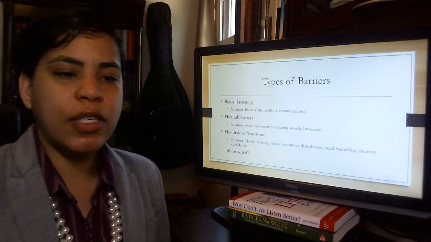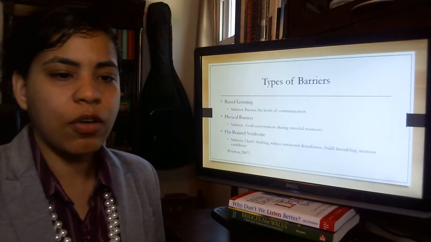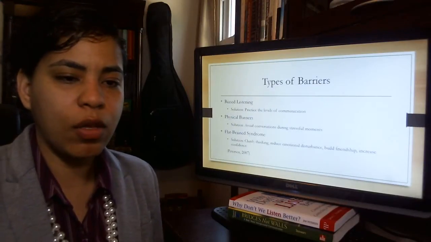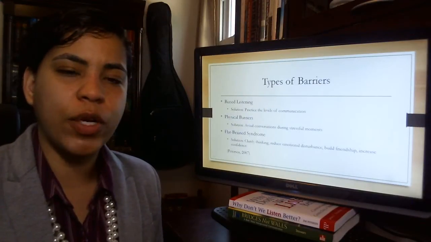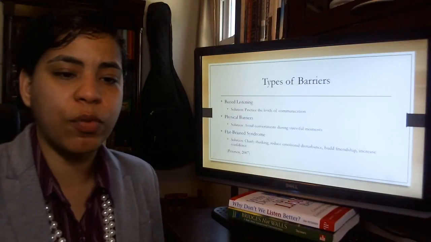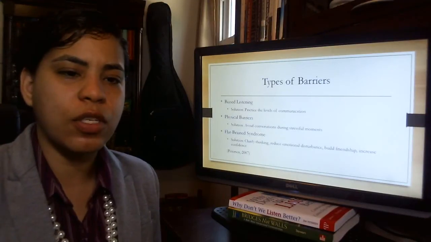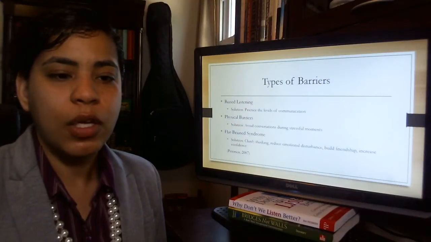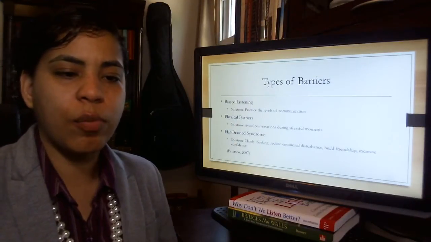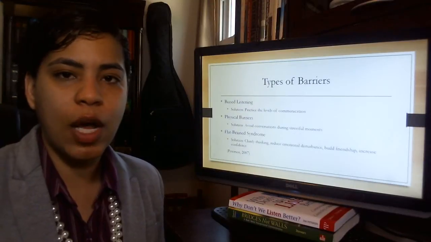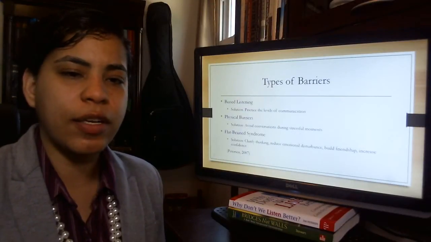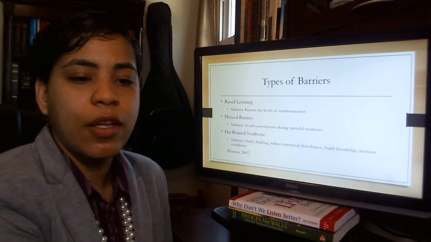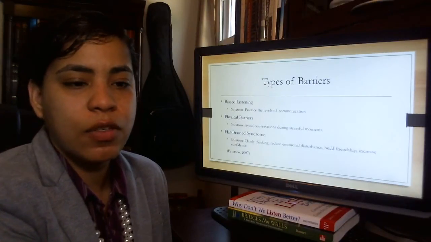The next barrier is a physical barrier. Here, the state of our bodies are affecting our ability to communicate well. In this case, it's best to avoid conversation during stressful moments so that we can give the discussion its proper measure. Lastly is flat brain syndrome. This occurs when the stomach, heart, and brain functions are too full to operate properly, resulting in illogical thinking.